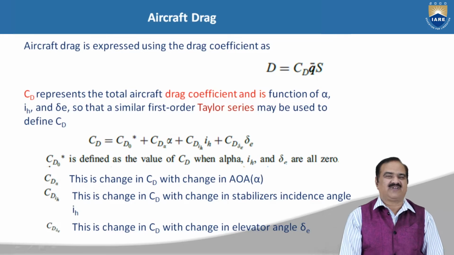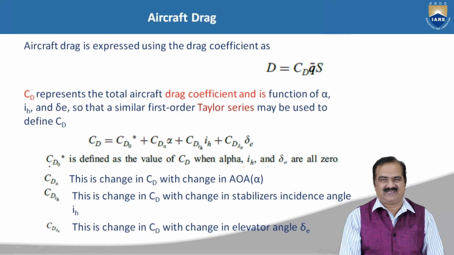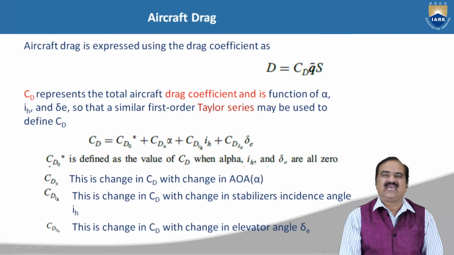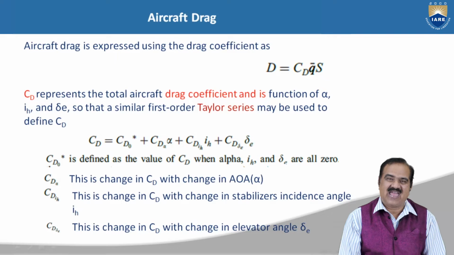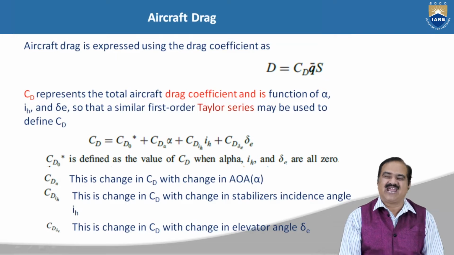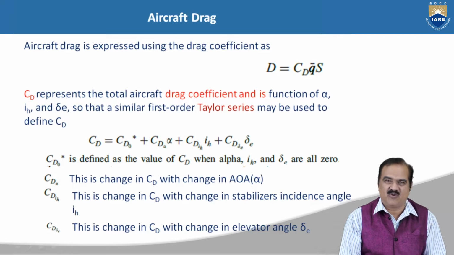Now, as we know, in the longitudinal axis we have two forces. One is the aircraft drag, another is the aircraft lift, and the third one is the moment, that is the longitudinal or pitching moment. So I will go one by one. In this lecture, I will try to cover two forces, the aircraft drag and aircraft lift, and in the next lecture, I will try to cover the longitudinal or pitching moment.